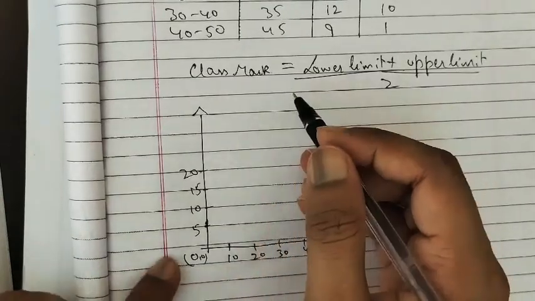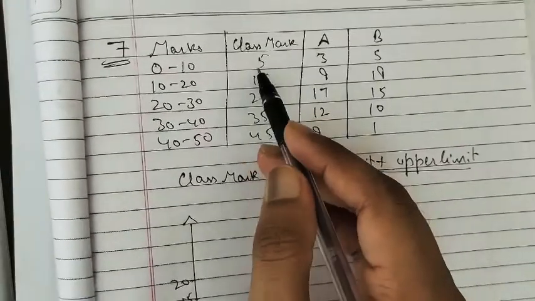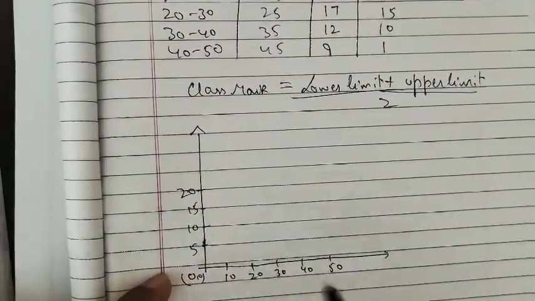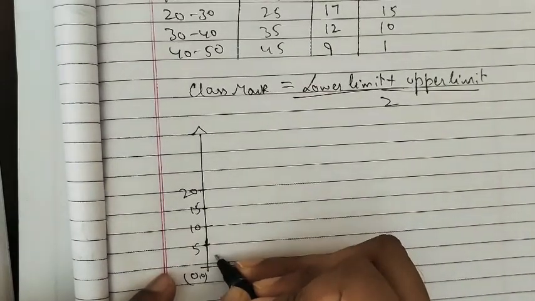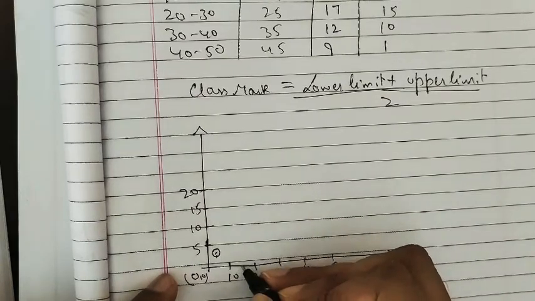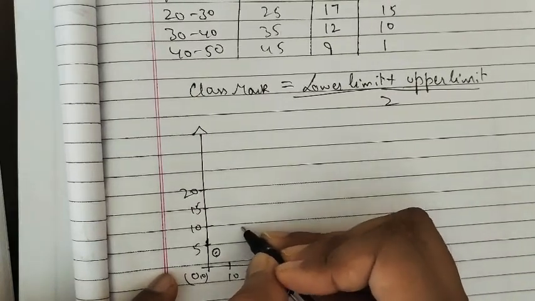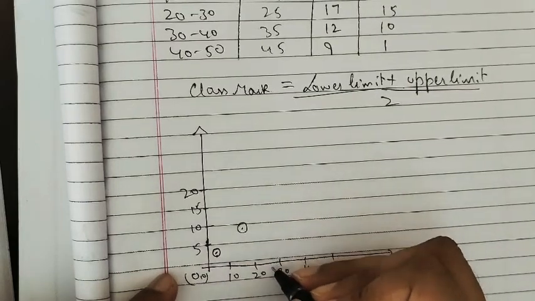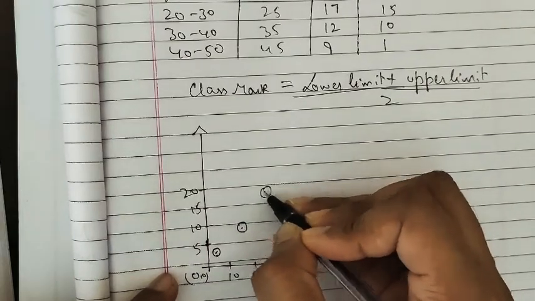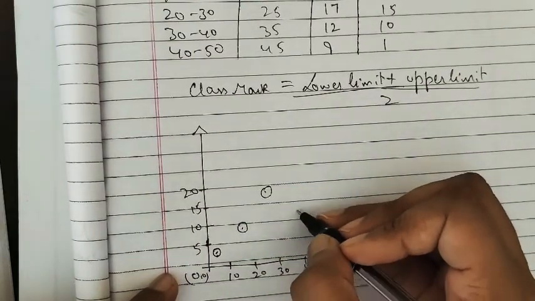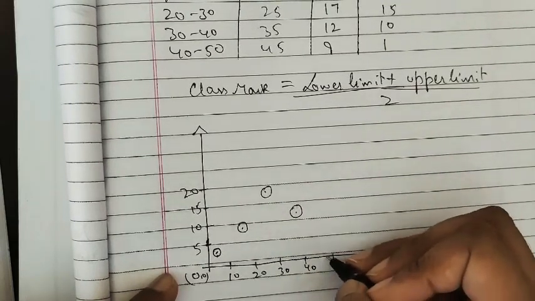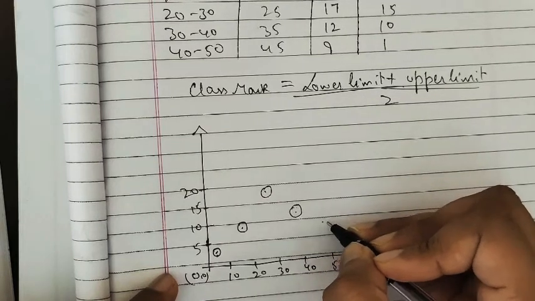Now on 5, from here we can see on 5 we have 3 on A, right? 15 we have 9, so 5 is this one, so 3 will be somewhere here, right? And 15 we have 9, so 9, and 25 we have 17, so 17. 35 we have 12, so 12. 40 to 45 we have 9, so again 9.